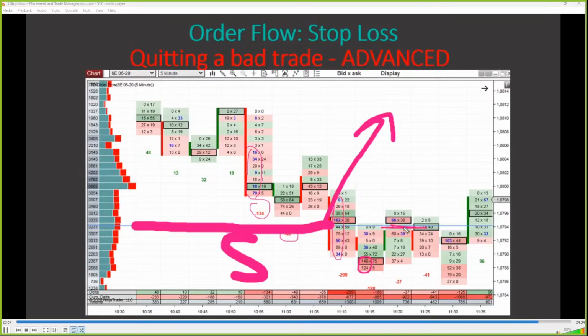You can do it right here, or you can do it after this whole footprint got formed below your support. So you can also quit in here. But I would probably quit in here because of this. Heavy volumes like that at the low of the candle in a downtrend usually get tested, like they got tested in here. So that would be the warning for me, and that's why I would quit the trade in here in this footprint.